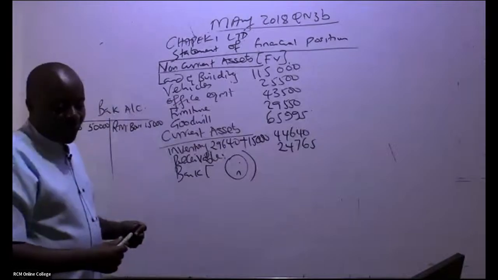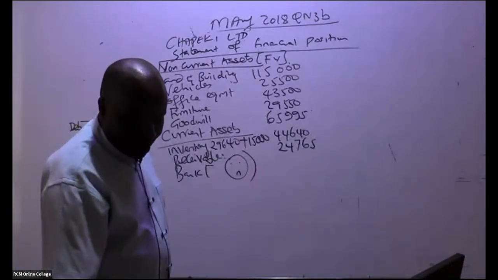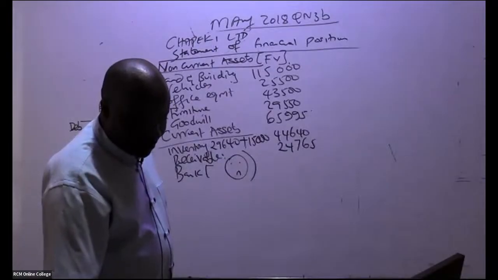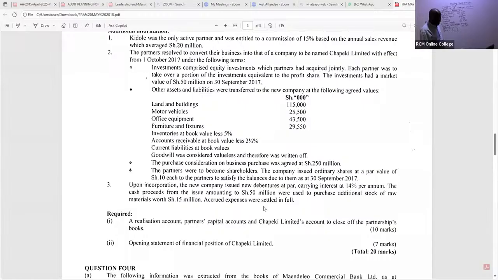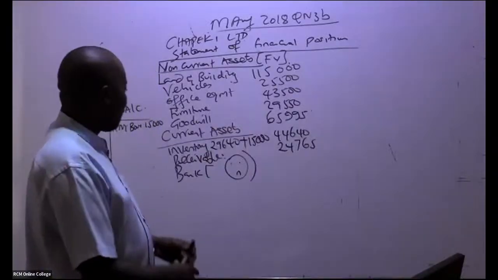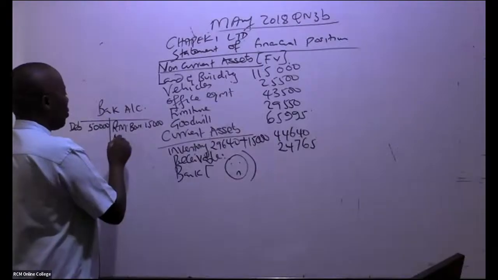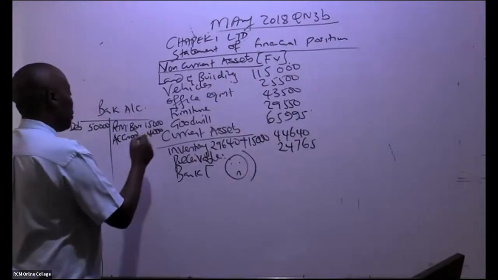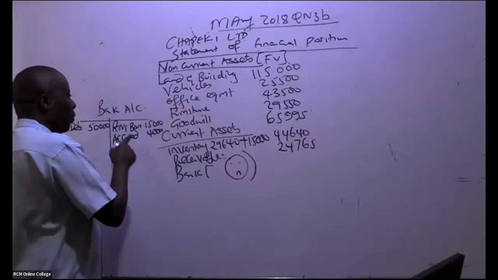And there is something else that we did with this money. You can see here, accrued expenses were settled in full. Is there somebody who is able to see our accrued expenses? Accrued expenses were 4,000. So we debit the accrued expenses account, and we credit the bank.